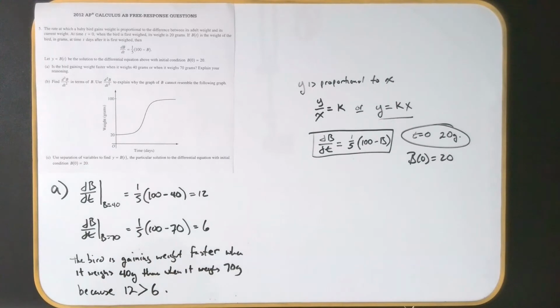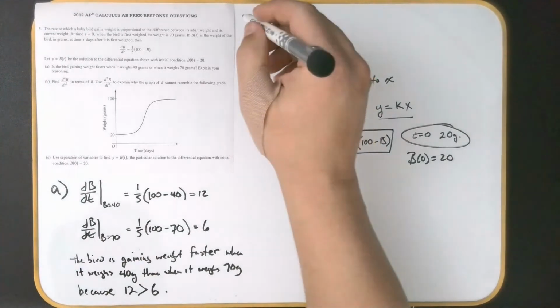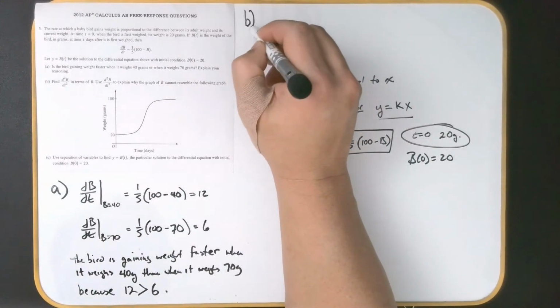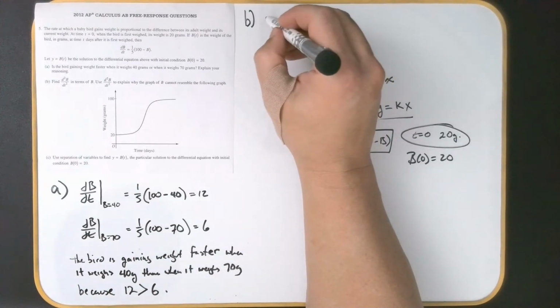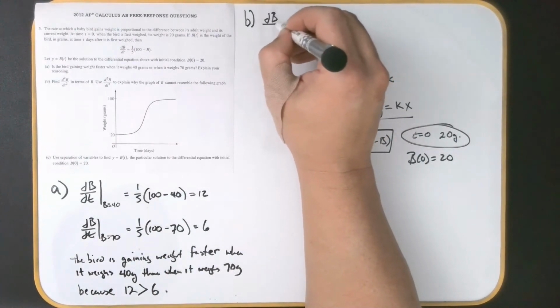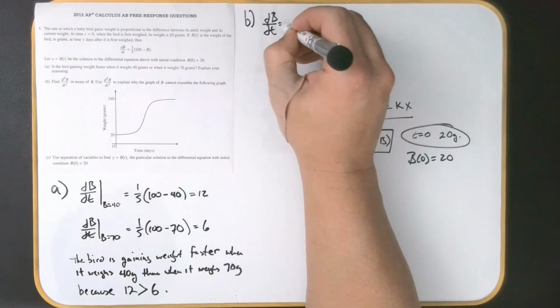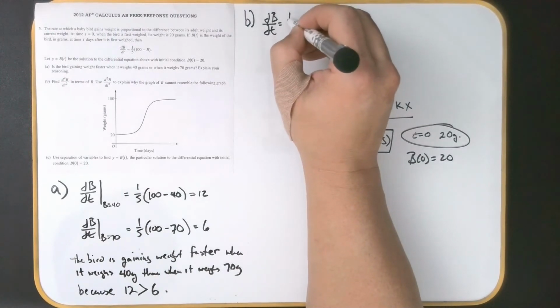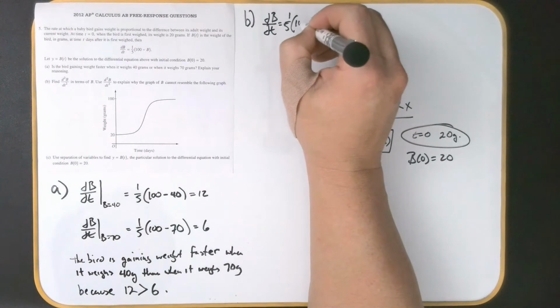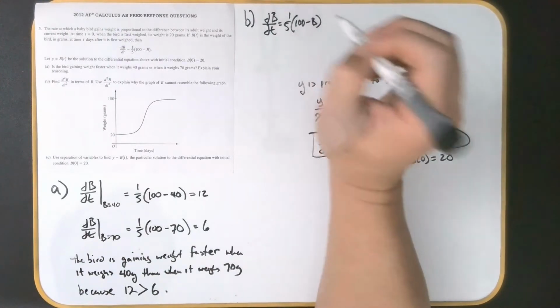B says find d squared b over dt squared, which is another way of saying find the second derivative in terms of b. So let's do that first. There's an application question to it as well. So let's just find that first, and let's see if we can fit that in right here. I'm going to put down the original first. So db dt is equal to 1/5 times 100 minus b. Okay.